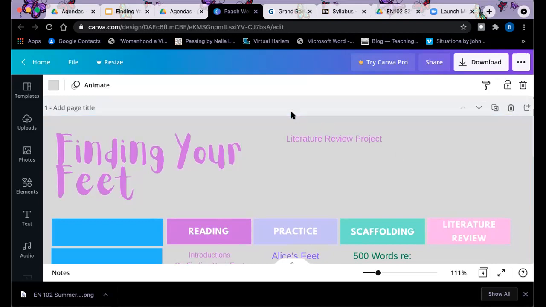If you have any questions about the syllabus or this kind of brief overview of the schedule, please let me know and I will try to get those answered as soon as I possibly can.